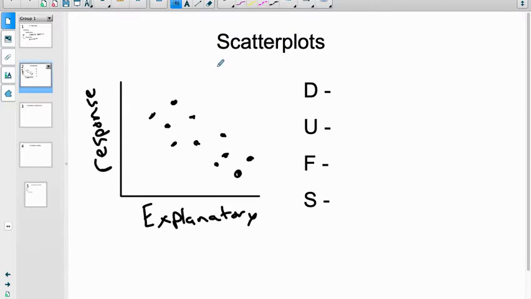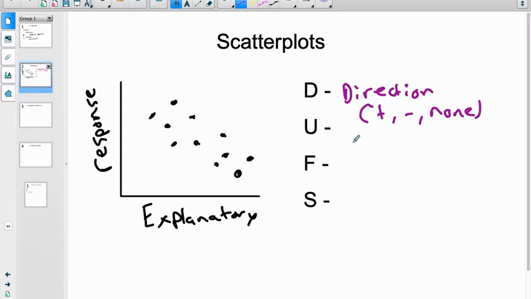When you're describing a scatter plot, you need to make sure you include all of these things. So DUFS is the way to remember it. D is for direction, and that goes with your slope. So this one would be a negative direction because the slope is negative, so you could be positive, you could be negative, or like no slope. So those are your options for directions.